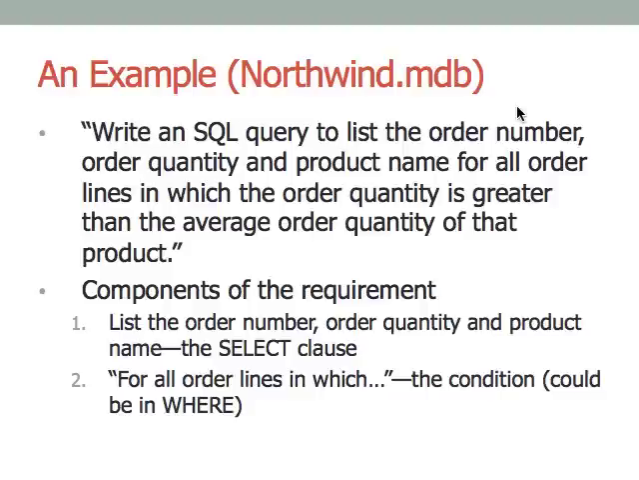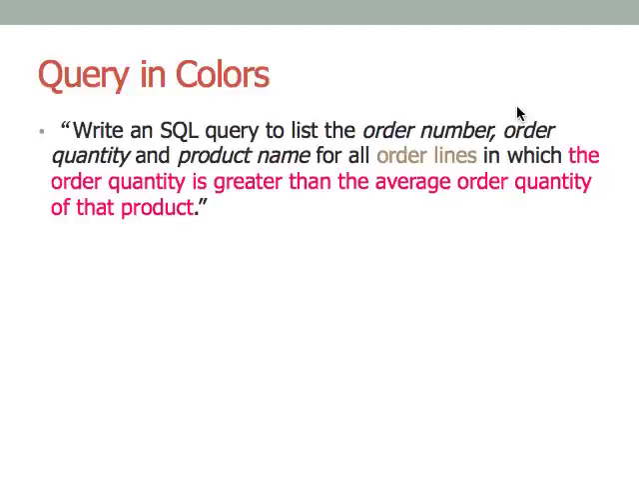Then for all order lines in which, suggesting some kind of filter, could be in the where, could be in the having as well. We'll keep track of that. So we've separated out the parts. The order number, order quantity, and product name is my output. Order lines in which suggests I need a condition where the order quantity is greater than the average order quantity for that product. So keep in mind, it's not an overall average of all products. It's an average of the particular product itself. So we have seen this example earlier.